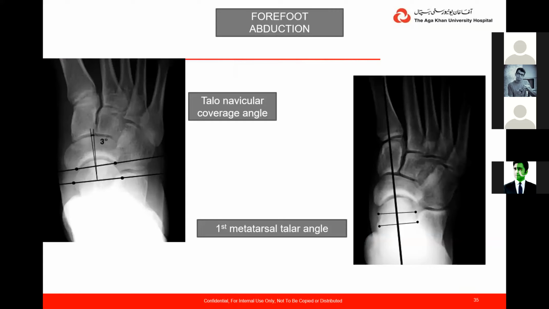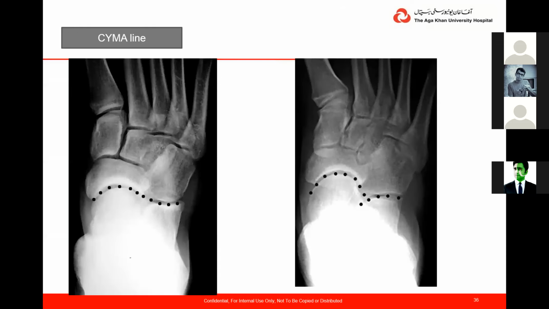So this is forefoot abduction, the talonavicular uncoverage. As you can see, it should be in line with the first metatarsal. And if the uncoverage is more than 30%, you have to do a lateral sided procedure. So this is the Cyma line. On the right of your screen, you can see that the line is distorted. On the left is okay.